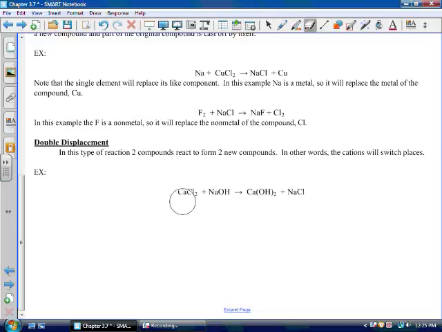So calcium is together with chlorine, sodium is together with hydroxide. As a result of the reaction, calcium comes over with hydroxide to form calcium hydroxide. Calcium's +2, hydroxide's -1, so we have to refigure out the charges and rebalance those charges. That's why we need parentheses with the 2 there. Don't just jump to conclusions and say CaOH. Sodium will switch and go with chlorine. Sodium is +1, chlorine's -1, so we'll have NaCl on the other side. So we have two partners switching places. Calcium goes with hydroxide, sodium goes with chlorine.